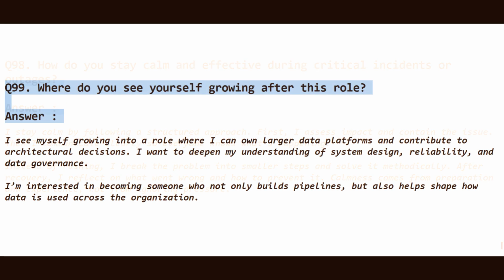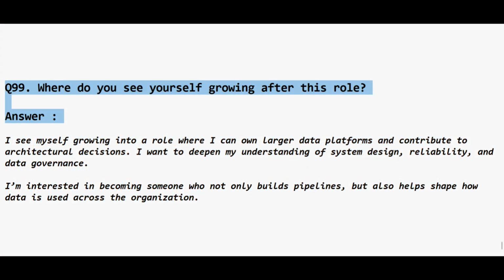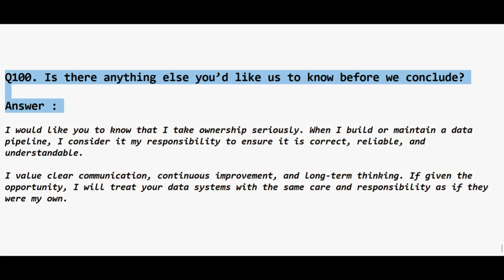Question 99. Where do you see yourself growing after this role? Answer. I see myself growing into a role where I can own larger data platforms and contribute to architectural decisions. I want to deepen my understanding of system design, reliability, and data governance. I'm interested in becoming someone who not only builds pipelines, but also helps shape how data is used across the organization.